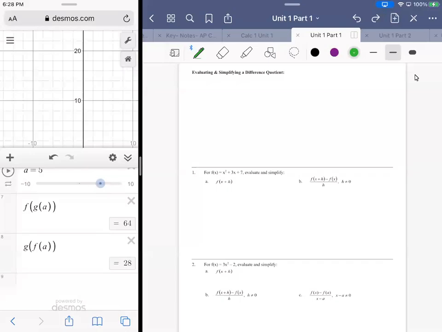So, evaluating and simplifying difference quotients. It's a weird topic, especially when you look at the expressions you see here and you're like, oh man, this is about to get ugly. It's like out of the frying pan into the fire kind of deal. But it's really not that bad. Honestly, that's kind of like the worst thing I could say.